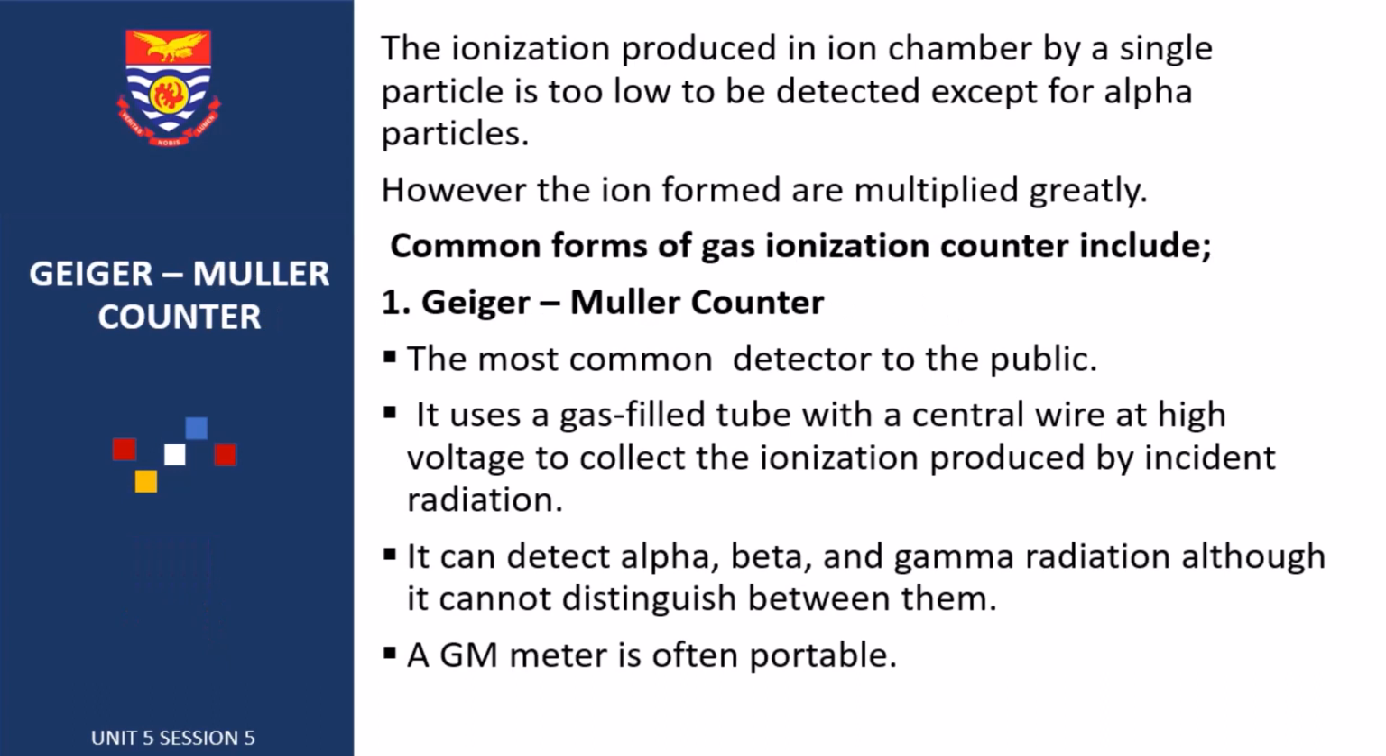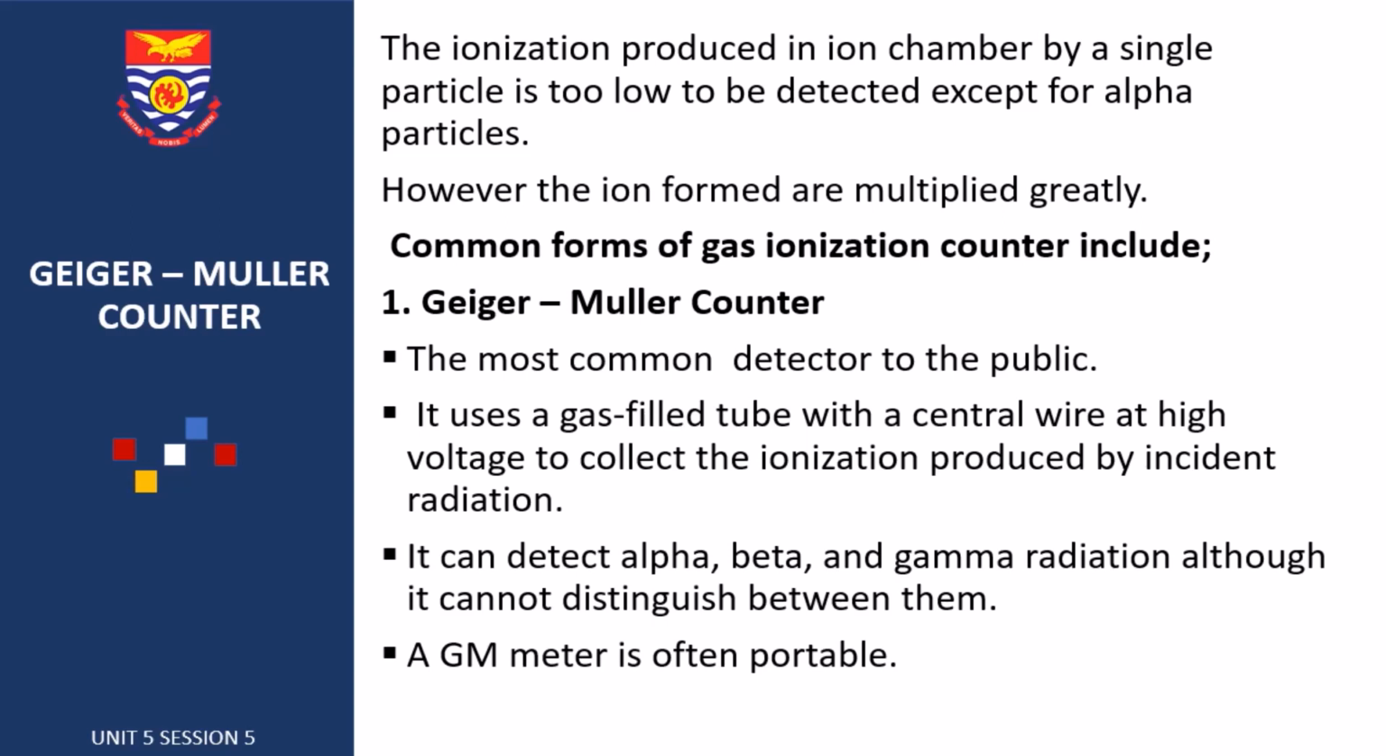The ionization that is produced by ion chambers by a single particle is too low to be detected, except for alpha particles. However, these ions that are formed multiply greatly and can be determined. We shall be discussing some common forms of gas ionization counters in this slide and in subsequent sessions. The first one we shall be looking at is the Geiger-Müller counter.